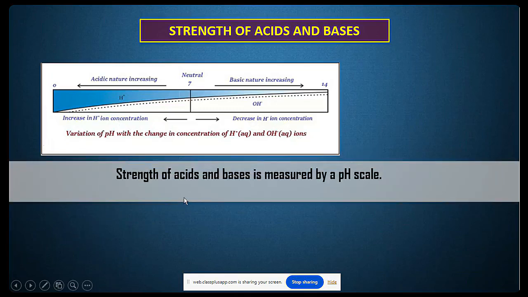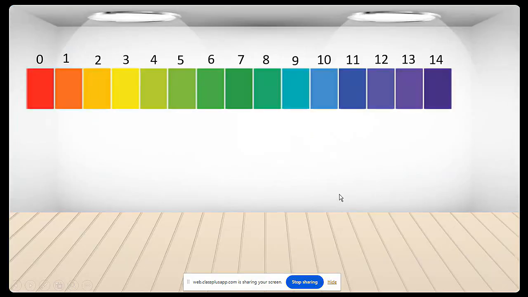The strength of acids and bases is measured by the pH scale. In pH, P stands for potenz and it means strength in German. Okay, so you can see the color of the solution or paper. When the pH is 0, strong acid, that is red, then orange, yellowish color, then light green and dark green, sky blue and then dark blue, and then violet or purple color.